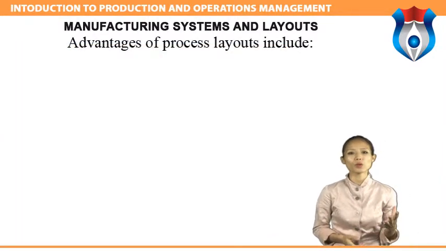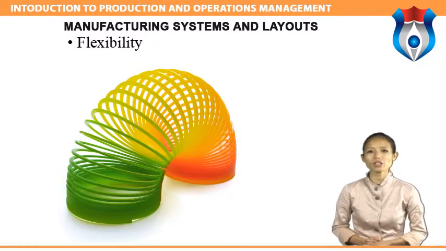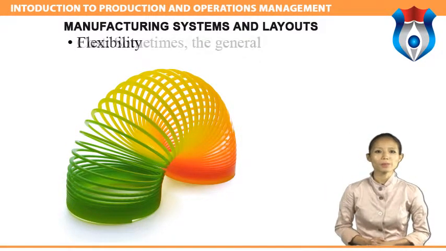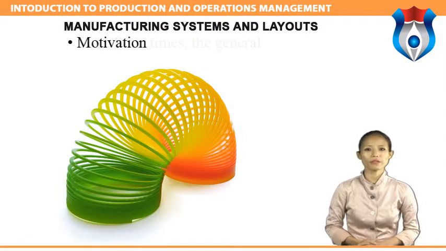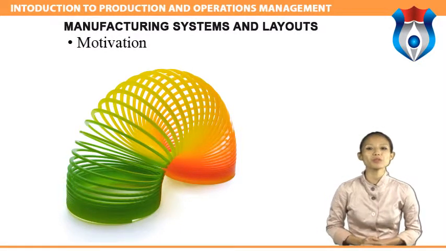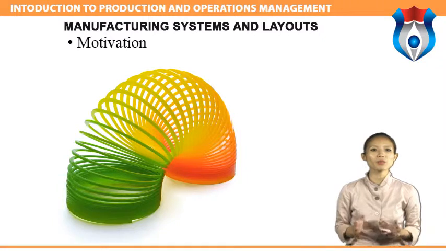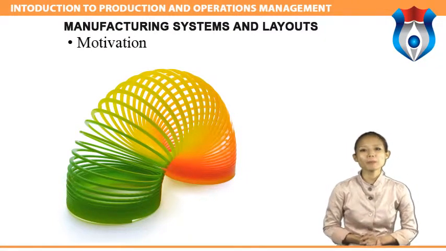Advantages of process layout include flexibility. The firm has the ability to handle a variety of process requirements. Cost. Sometimes the general purpose equipment utilized may be less costly to purchase and less costly and easier to maintain than specialized equipment. Motivation. Employees in this type of layout will probably be able to perform a variety of tasks on multiple machines, as opposed to the boredom of performing a repetitive task on an assembly line.